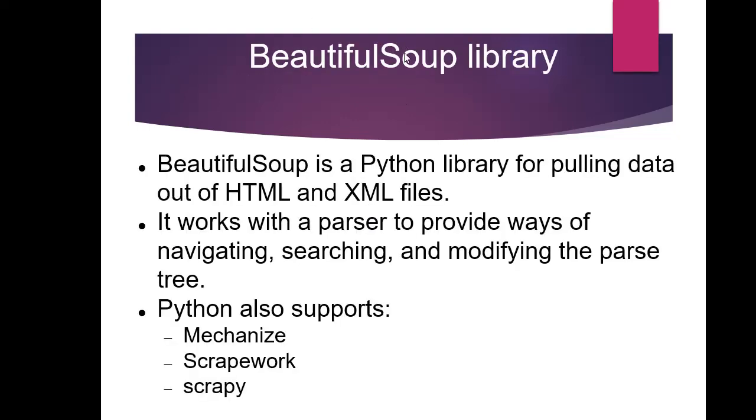Now Beautiful Soup is a Python library for pulling data out of HTML and XML files. It works with a parser to provide ways of navigating, searching and modifying the parsed tree. Now Python also supports other ways, like you can go for Mechanize, you can go for Scrapework, or you can go for Scrapy. Okay, so we'll be studying about how to use Beautiful Soup.